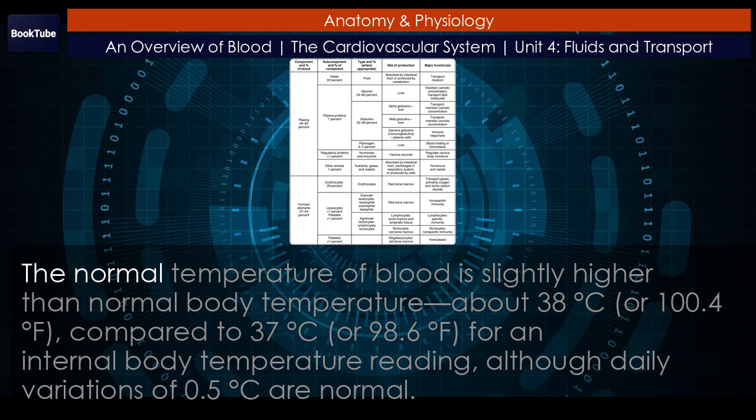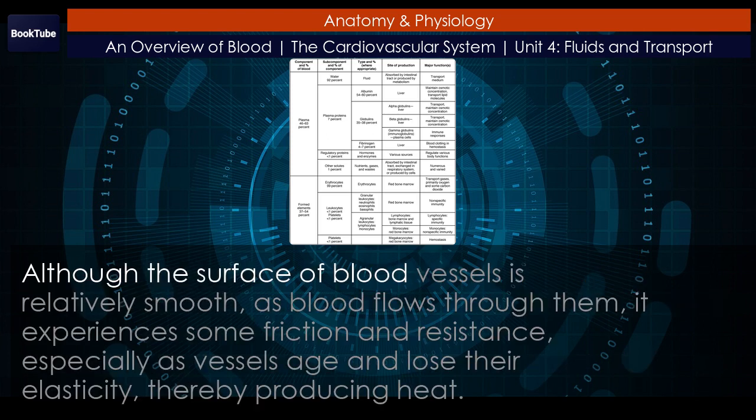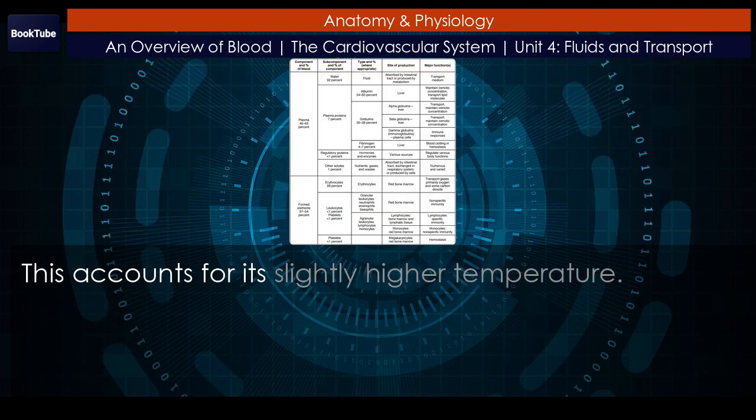The normal temperature of blood is slightly higher than normal body temperature, about 38 degrees Celsius, or 100.4 degrees Fahrenheit, compared to 37 degrees Celsius, or 98.6 degrees Fahrenheit, for an internal body temperature reading. Daily variations of 0.5 degrees Celsius are normal. Although the surface of blood vessels is relatively smooth, as blood flows through them, it experiences some friction and resistance, especially as vessels age and lose their elasticity, thereby producing heat. This accounts for its slightly higher temperature.